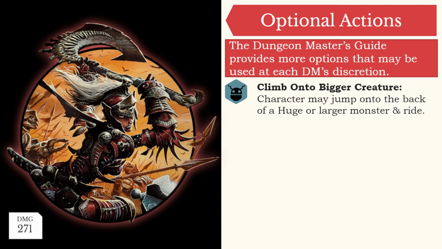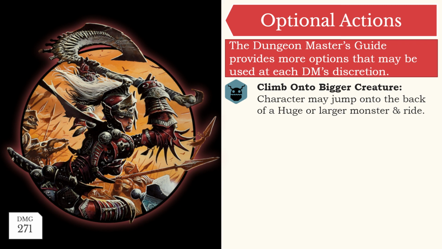Using this option, a small or medium-sized character can jump onto a size huge or larger creature and treat that creature's body as if it was difficult terrain. The normal rules apply for making a jump or using other means to cover the distance and get onto the monster's back. And this is largely up to the DM's discretion to decide what manner of checks are needed in order to accomplish this.